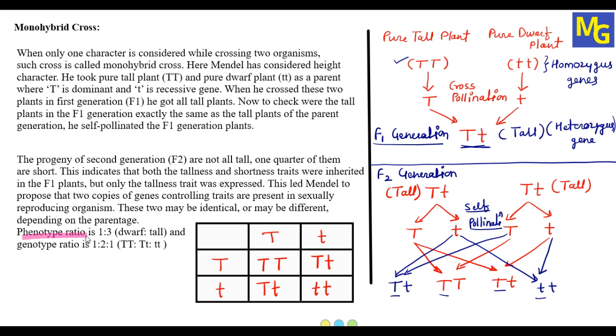If you see the phenotypic ratio, how they look physically, here 1 is a dwarf but 3 are tall. So therefore 1:3. 1 is dwarf, 3 are tall. What is the genotypic ratio? What are the genes? If you see capital T, both are the same, it is 1. Capital T, small t, small t, capital T, these are 2. And this small t is 1. Therefore, genotypically it is 1:2:1, and phenotypically it is 1:3. So this is about the monohybrid cross. I hope you understood. Practice this table, it will be very easy. Now we are going to start with the dihybrid cross.